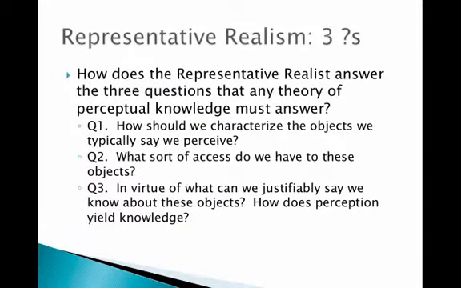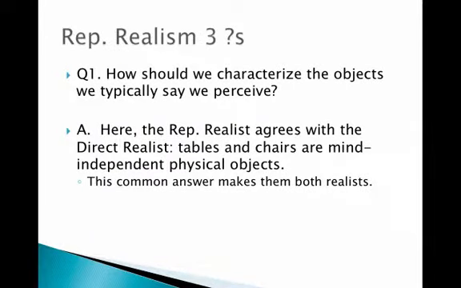Well, then this leads to the 3 questions that any theory of perceptual knowledge must answer. Let's look at how the representative realist answers those 3 questions, and let's review those questions real quick. Question 1. How should we characterize the objects we typically say we perceive? Question 2. What sort of access do we have to these objects? And question 3. In virtue of what can we justifiably say we know about these objects? How does perception yield knowledge? Let's look at question 1 first. How, again, should we characterize the objects that we say we perceive?